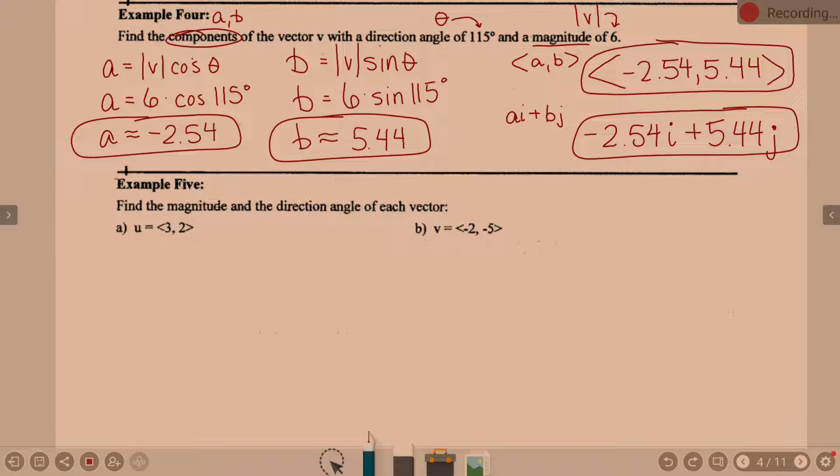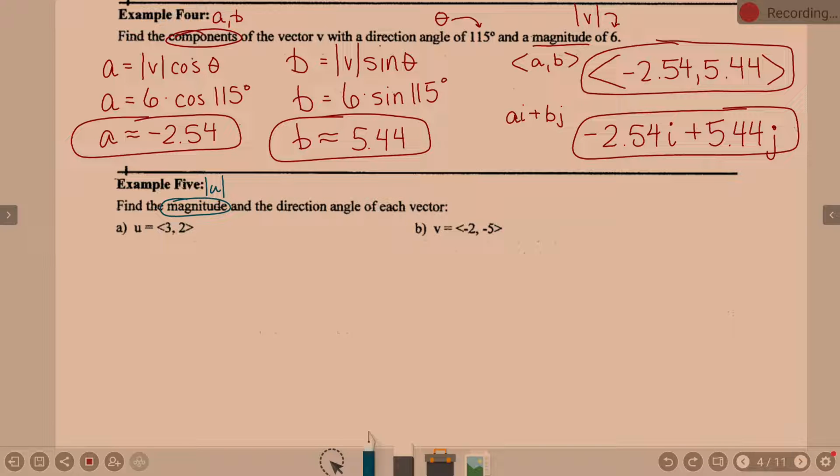I'm ready for example 5 when you are. Example 5, there is an A example and a B example, yes. And it asks us to find the magnitude and the direction angle of each vector. Okay, well, I would like to think you guys know how to find magnitude. What are we finding? We're finding magnitude. Yeah, that's that absolute value, isn't it? Whoops. I guess they called this one U. So absolute value of U.